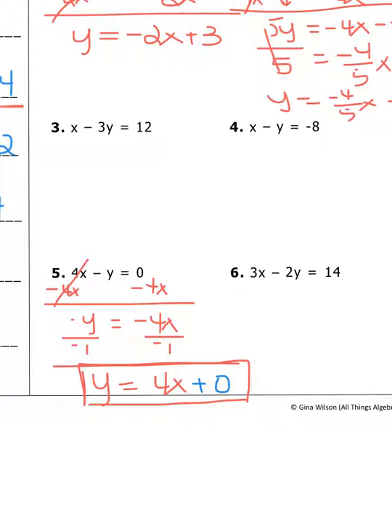At this point, if you're feeling pretty confident, I want you to go ahead and finish up the problems on this front page. If you need more help, then there will be another video that you can watch to get more help on working out these problems.